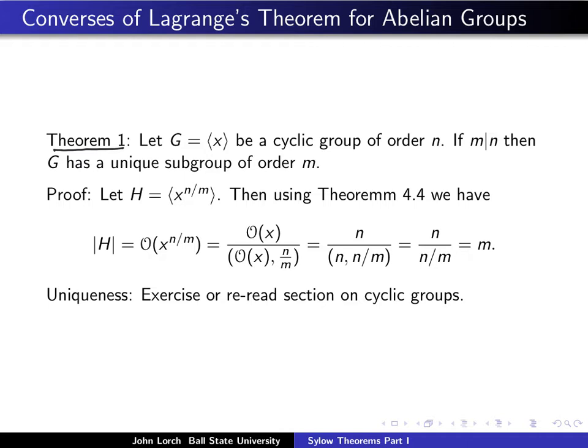So if x is a generator for G, we can let H be the cyclic subgroup generated by x to the n over M. And then we just use theorem 4.4 to obtain that the size of H is just the order of the element x to the n over M, which, as you'll recall from section 4, is the order of x divided by the greatest common divisor of the order of x and n over M. And when all the dust settles from that calculation, you wind up with M. So we have produced this subgroup of order M.